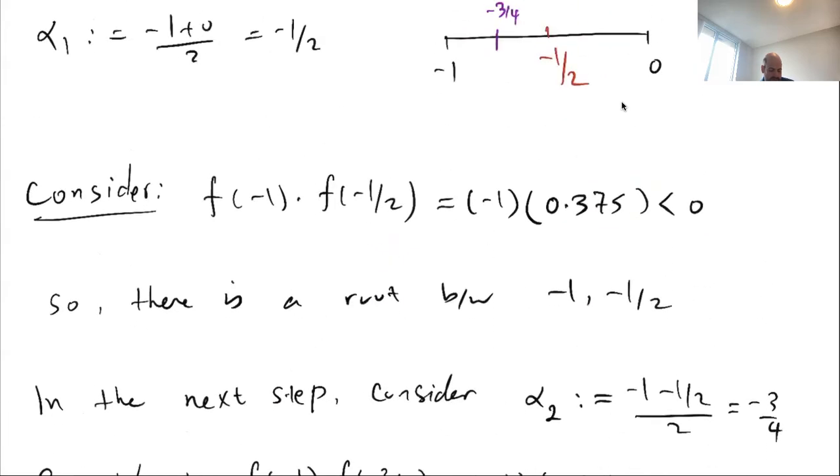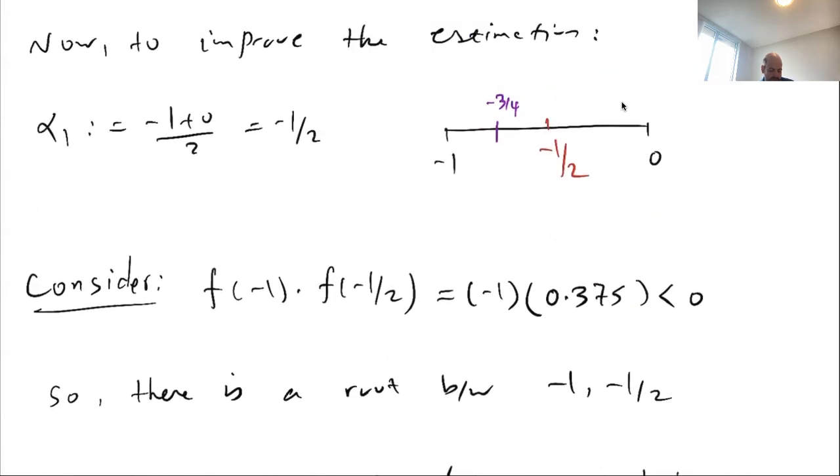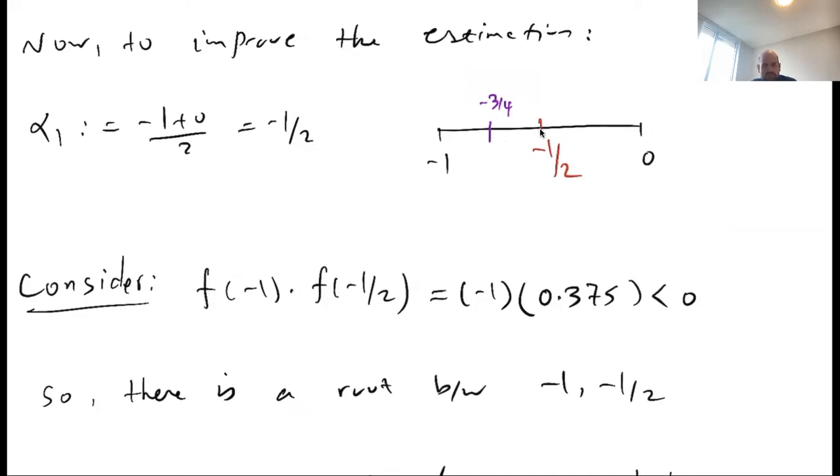Then we consider f of -1 times f of -3/4, because we already narrowed down from here to here. The root will be either from here to here, so we have to consider f of -1 times f of -3/4, or it will be between -3/4 and -1/2. So we have to consider f of -3/4 times f of -1/2 in that case.